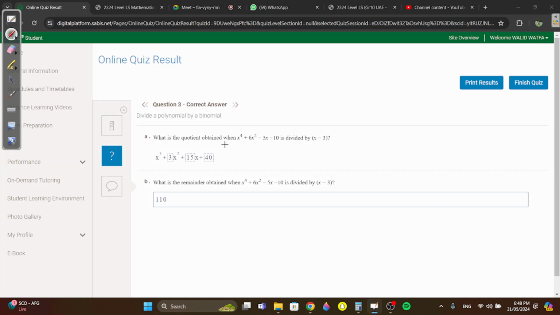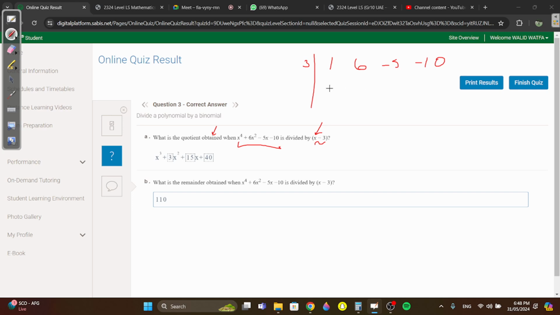Question 3. What is the quotient obtained when this is divided by this? Since it's just one number, we can use synthetic division. No need to use long division. X minus, you put the 3 outside. Okay, arrange your coefficients. 1, 6, minus 5, minus 10.